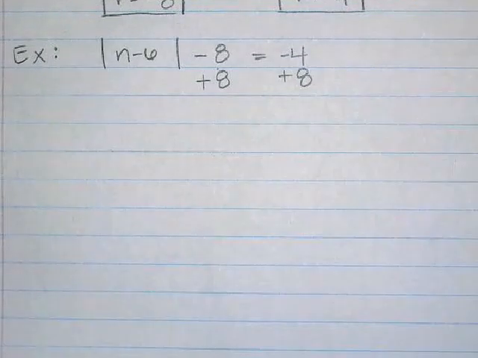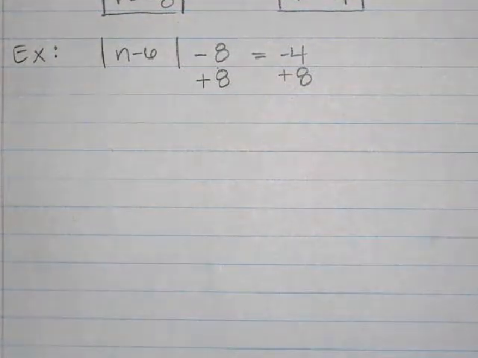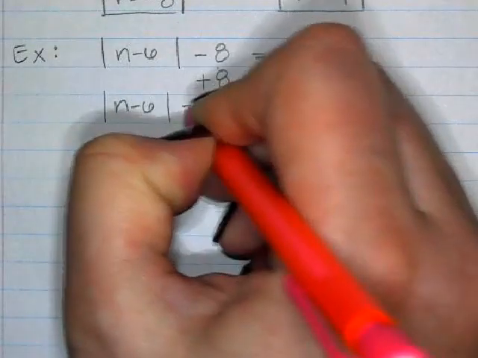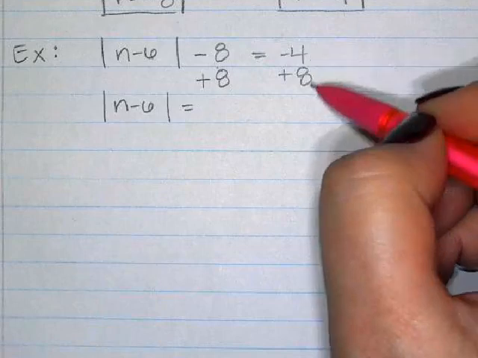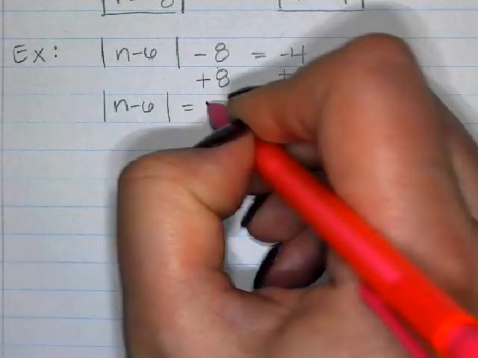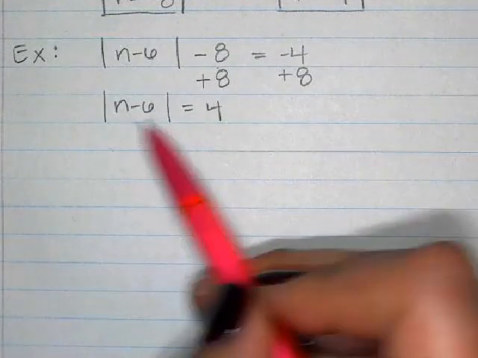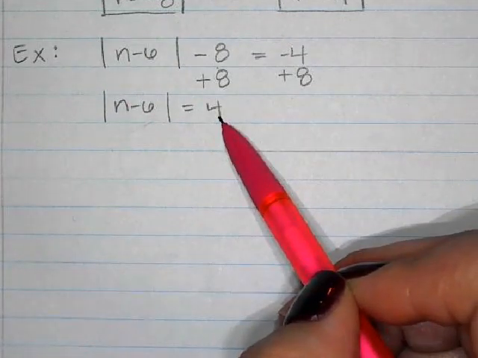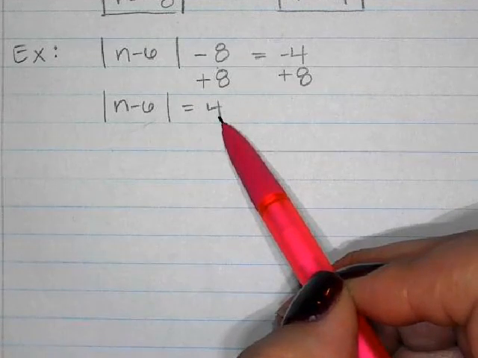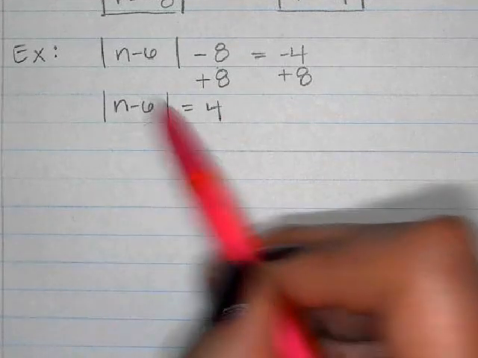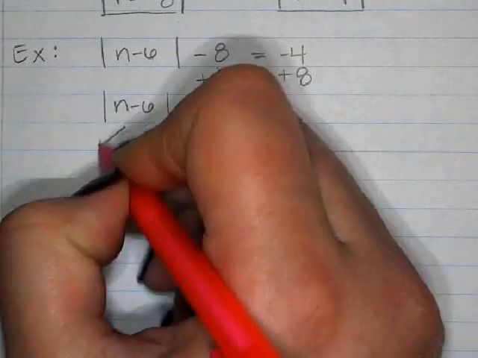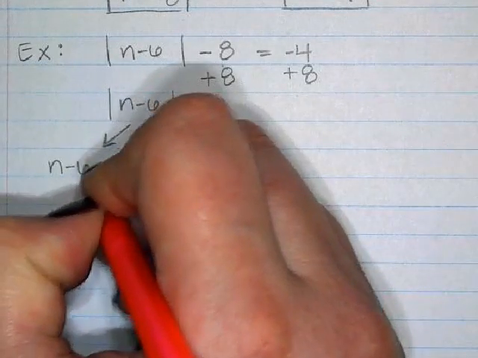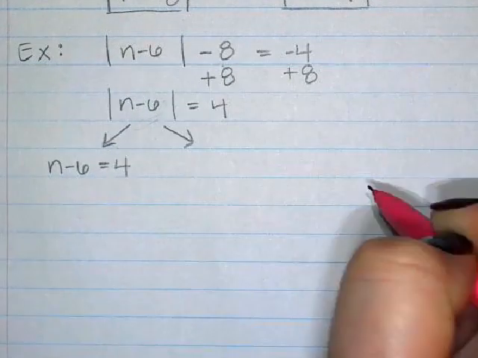Okay, so I have the absolute value of n minus 6, and that equals what? Equals positive 4. So now I'm going to say the stuff in here is a distance of 4 spaces away from 0. Does that make sense? So if that makes sense, that means I can do the two options. I can say that n minus 6 must have equaled a positive 4, or n minus 6 must have equaled a negative 4.